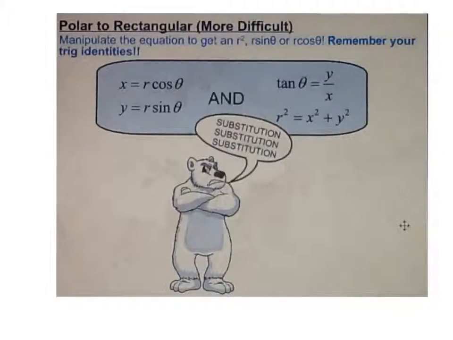Converting polar to rectangular is much more difficult. Our goal is to manipulate the equations. We're really looking for some r squares, so we can substitute this piece right here. We're looking for r cosine, so we can substitute x, and we can substitute y. So we're going to have to use our trig identities and manipulations. So we're going to start off very basic.